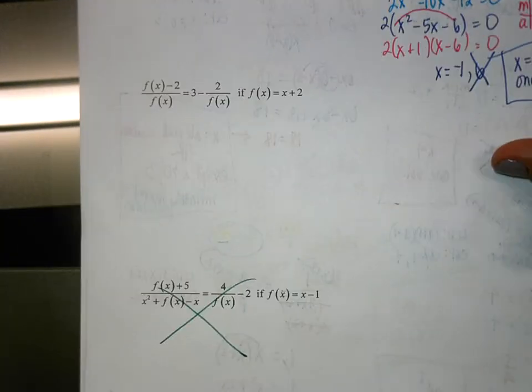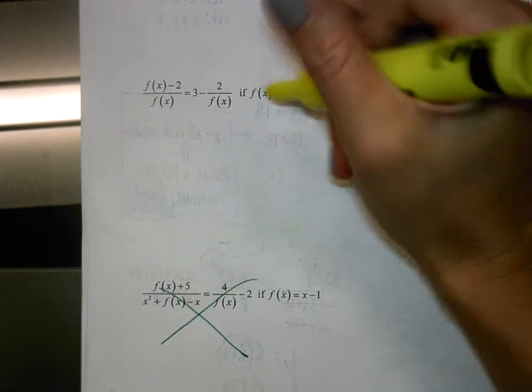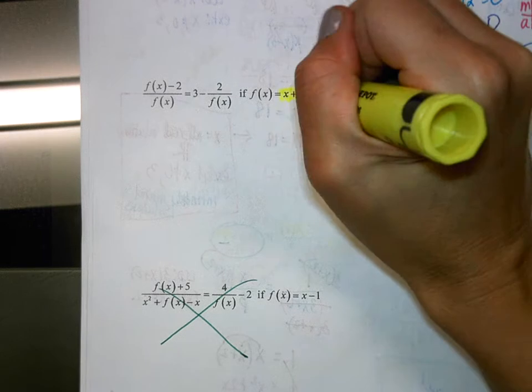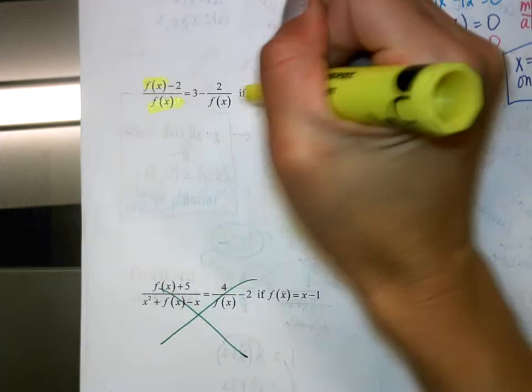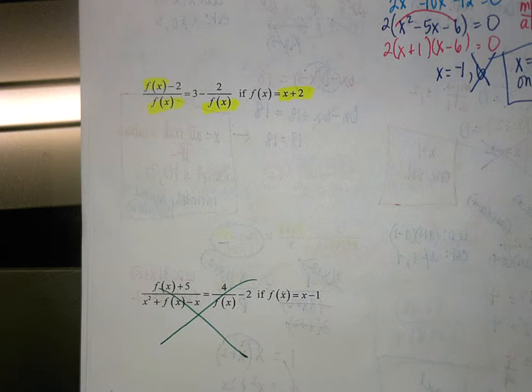Okay, so on this one, we have this f of x piece, which just means that wherever we see f of x, we're going to end up plugging in x plus 2. Can we do it?